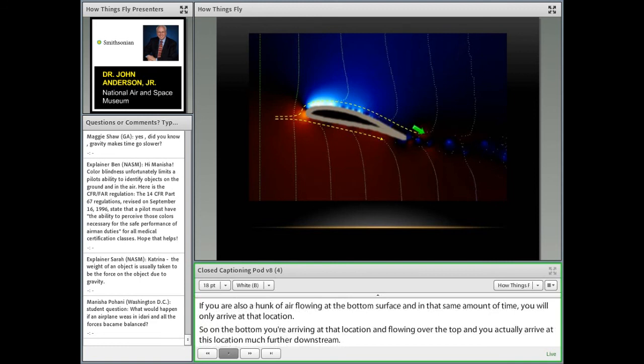One question that popped in while you were speaking there, and I'm hoping you can clarify: what exactly is an airfoil?